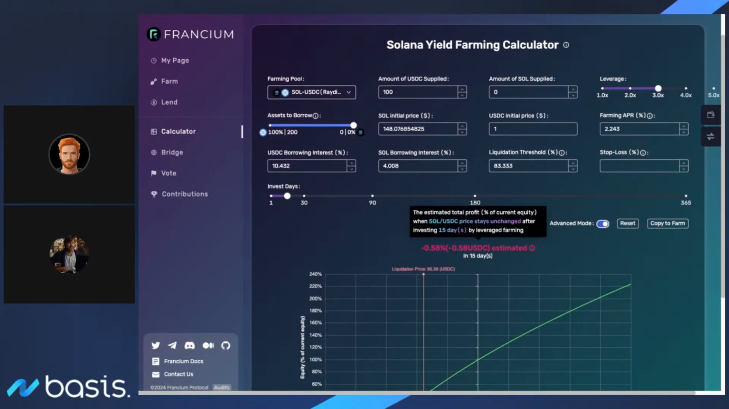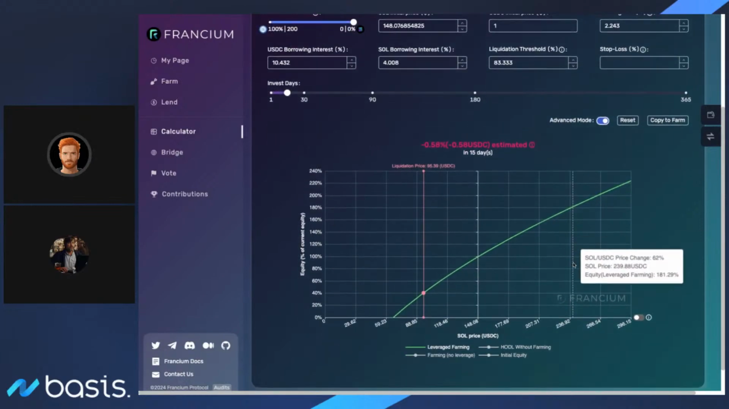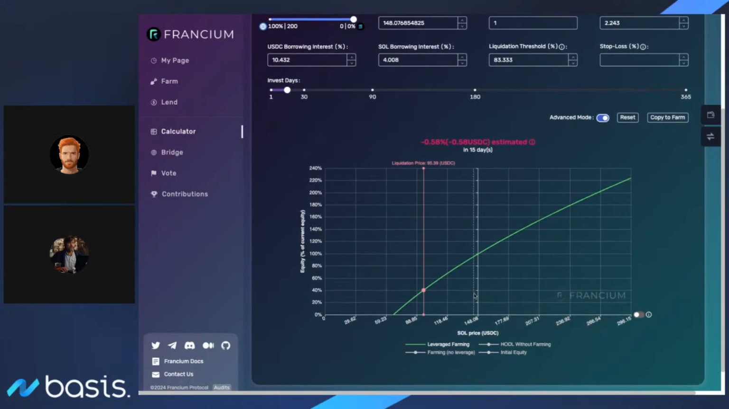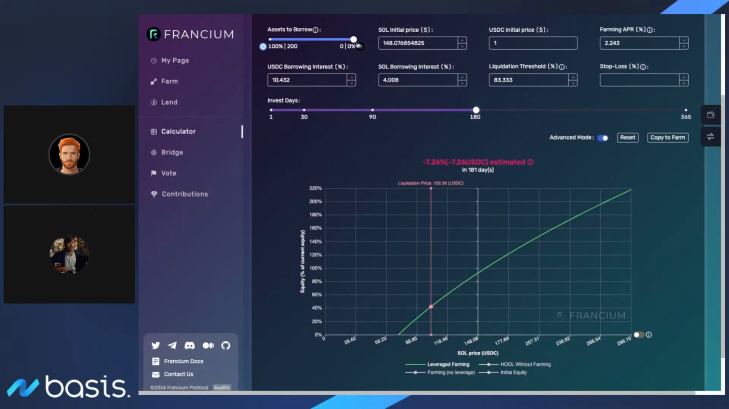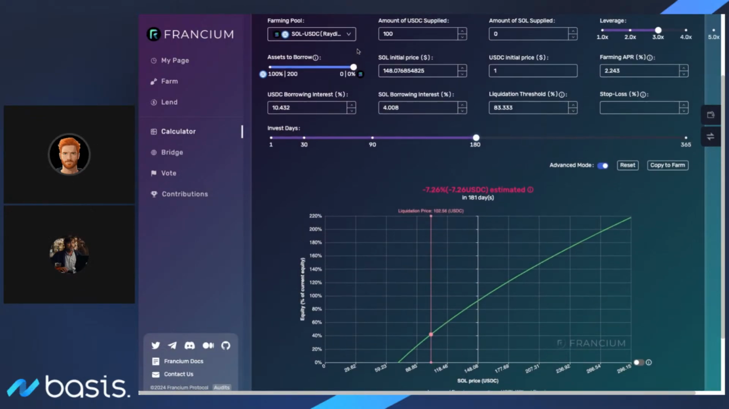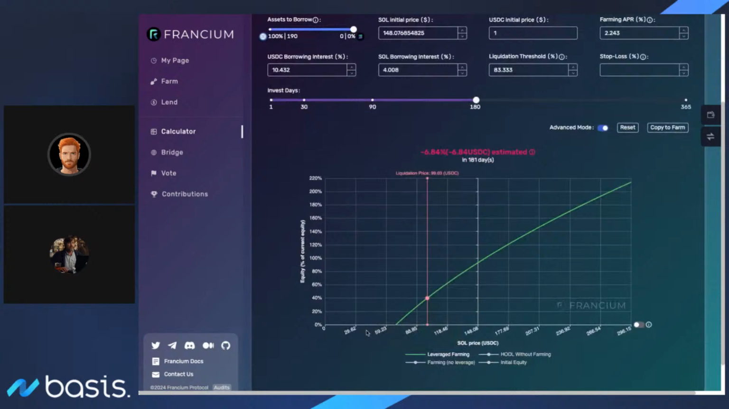Yeah, I'm just trying to get some visuals. So here's what Frankium used to have. I'm not sure what they're doing at the moment, but maybe they're dead. Not sure. But they have a great calculator for yield farming, which shows you if you were to hold for say 180 days. Assets to borrow, so it's slightly different to what a basis trade would be. But you could see it simulated, and you can see your equity curve. So this is just showing you an equity curve over time.